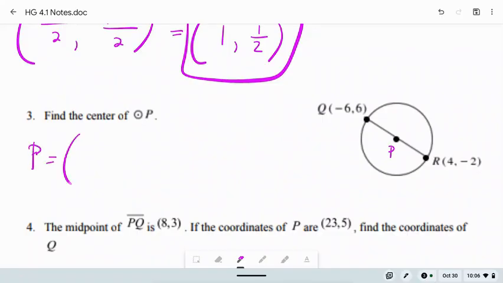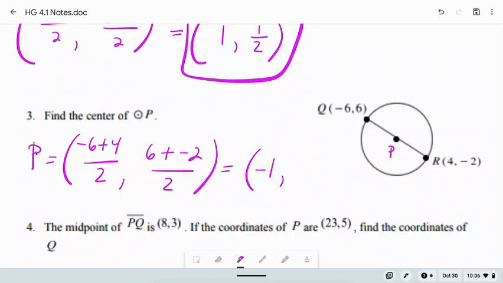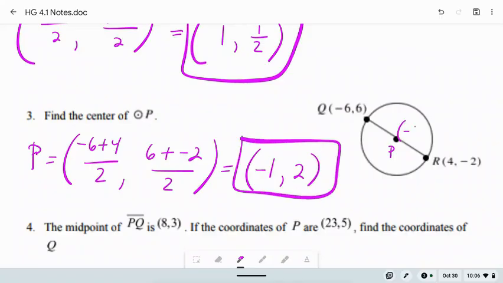So again, I'm going to add those x coordinates together. So -6 plus 4 divided by 2. Then add the y coordinates together, 6 plus -2, and divide that by 2. So when I simplify, -6 plus 4 is -2, divided by 2 would give me -1. 6 plus -2 is 4, and then 4 divided by 2 is 2. So the coordinates of point P would be at -1, 2.